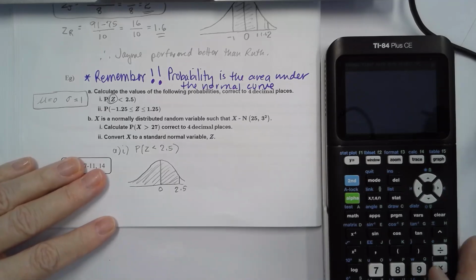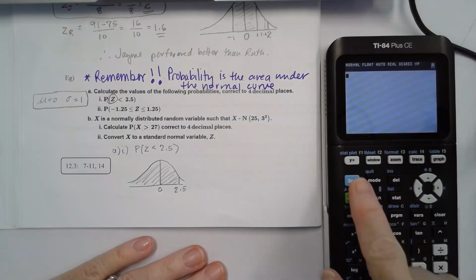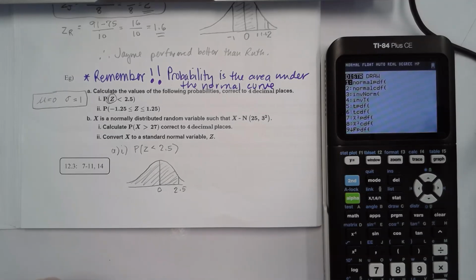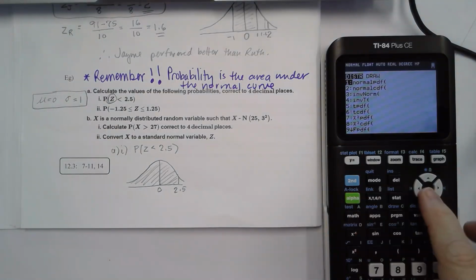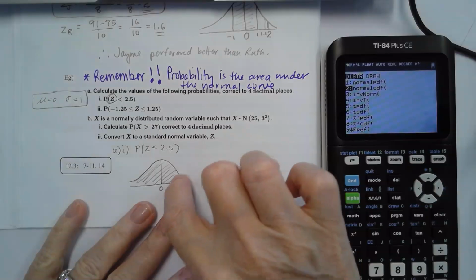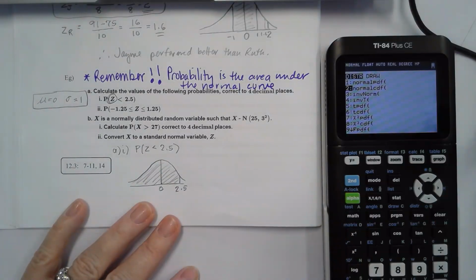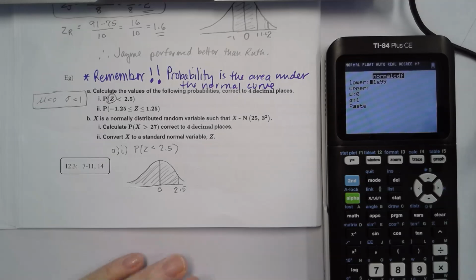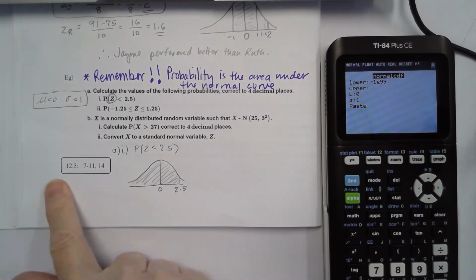Okay, so I'm going to go in and I'm going to go second vars, so distr. And all of these are normal now, so we're going to be using 1, 2, and 3 today, or really 2 and 3. So I want to go to CDF because I'm getting a big area. You never use PDF, really. It's rare. I'm going to hit enter, and it's going to say, what's the lower value? So what's this value down here?